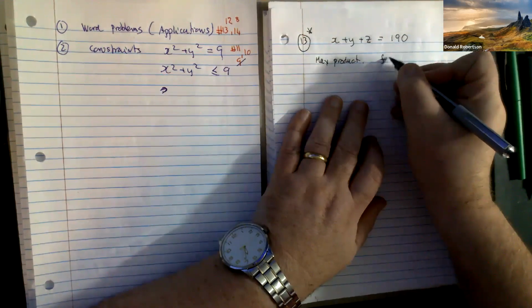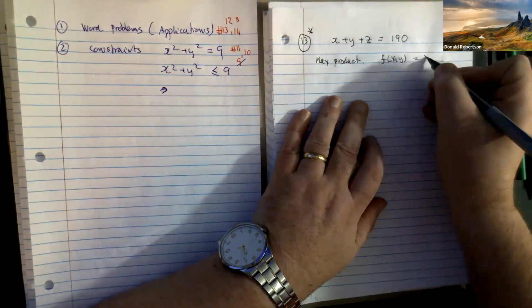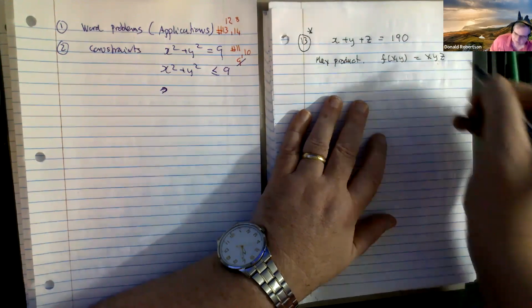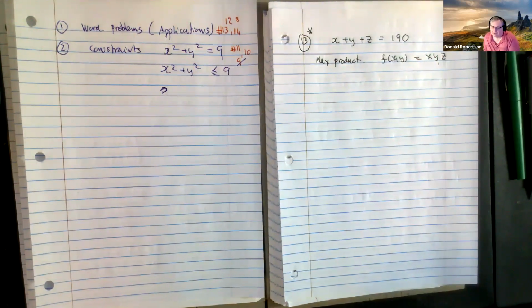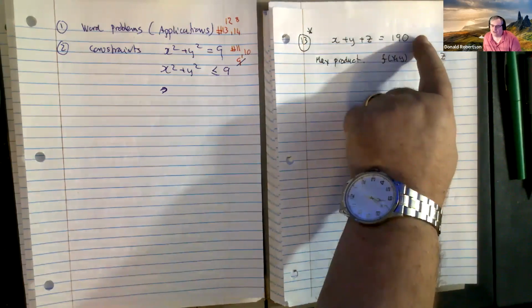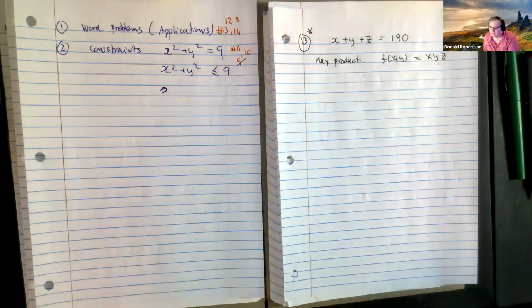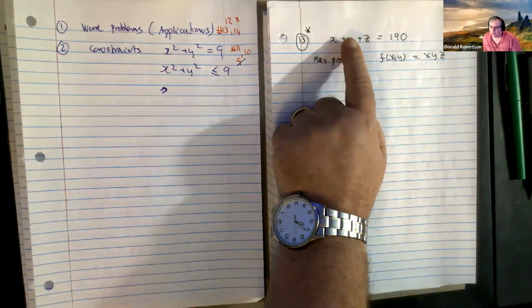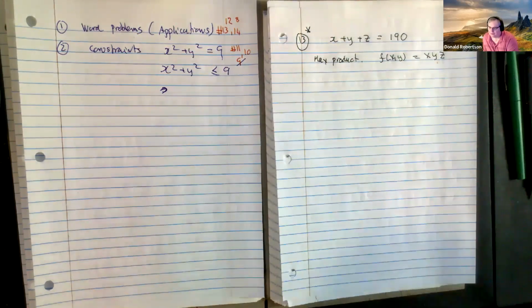Well, if I call f of xyz the product function, isn't the product function xyz? Are we cool with this? Right? So I'm trying to find the biggest value for xyz subject to this constraint. If you were a betting man, won't the answer probably be x is 1/3 of 190, y is 1/3 of 190, and z is 1/3 of 190? That makes sense just based on symmetry. But you can't always rely on symmetry to prove a question, so let's do the math of it.